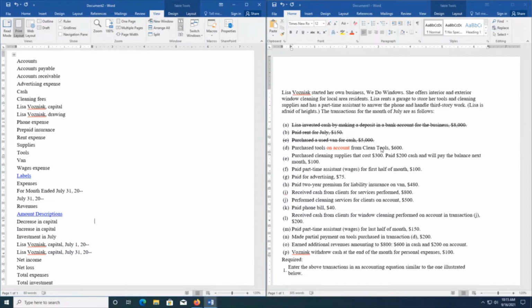Now, what is the mother, father category of accounts payable? Is it an asset, a liability, or owner's equity? And think about what it is. What is accounts payable?